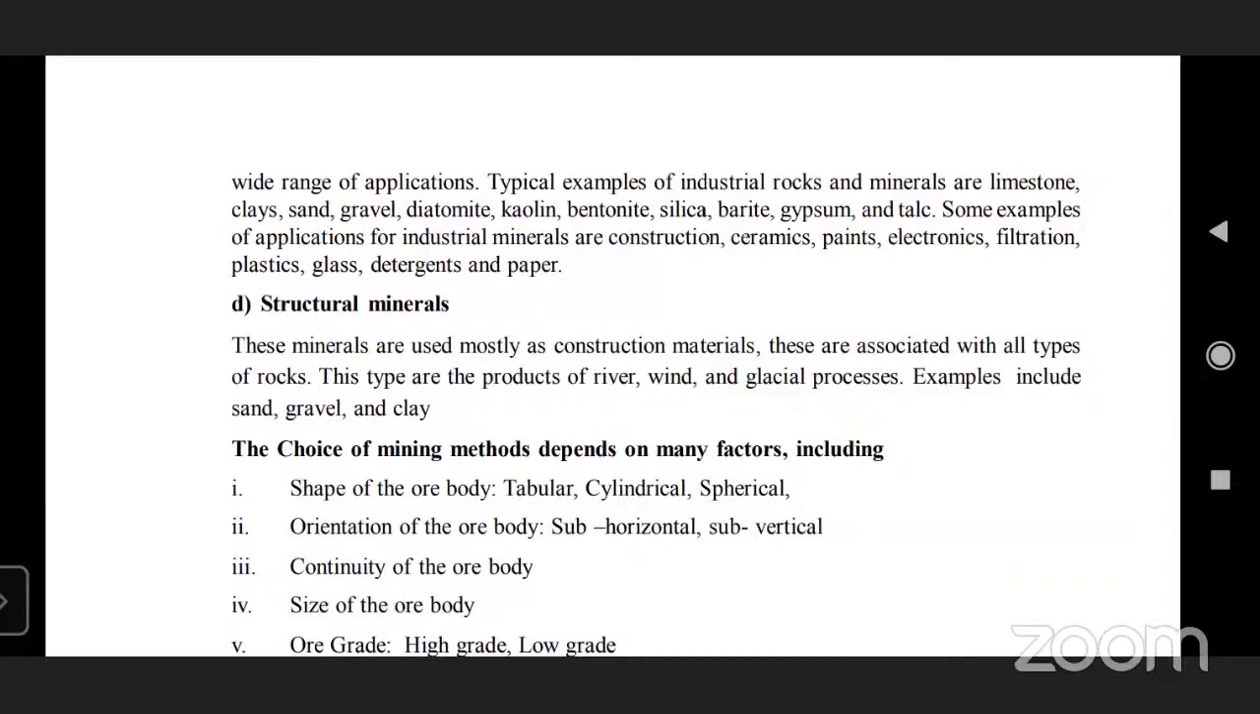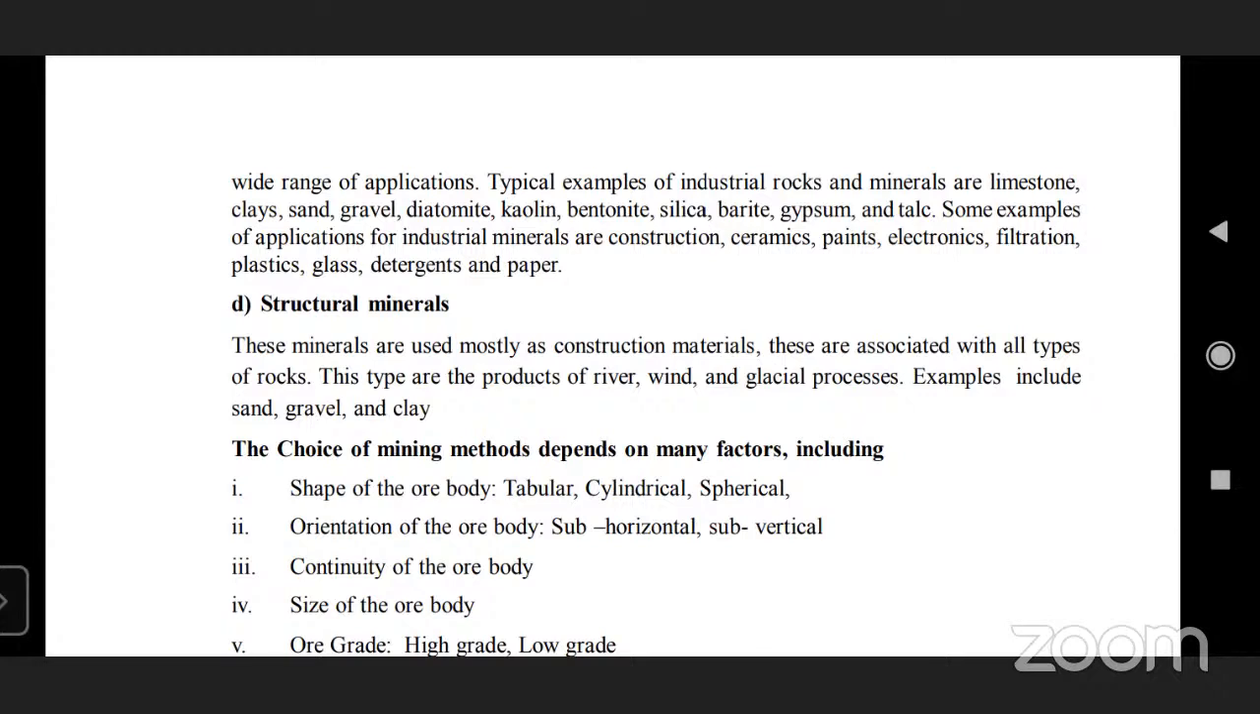We need the industrial minerals for the making of the ceramic industry, the painting industry, electronics industry, filtration, plastics, glass, detergent, and paper. All these are the different types of applications of industrial minerals.